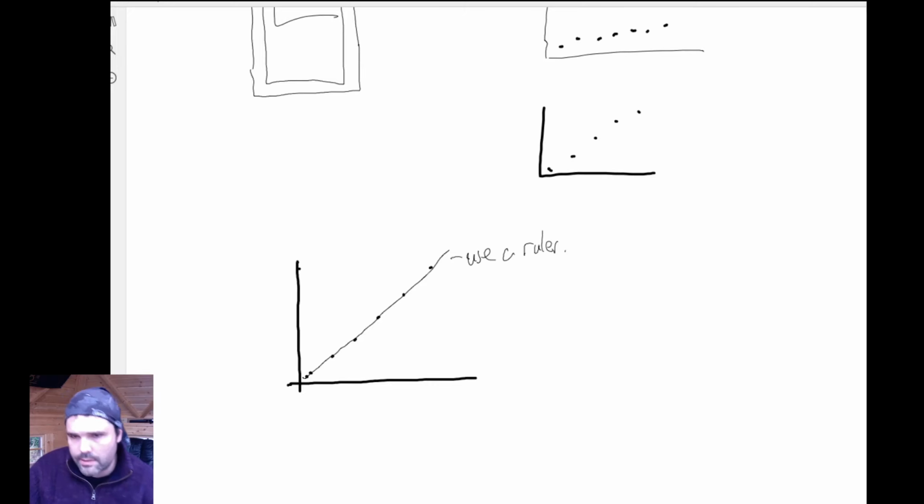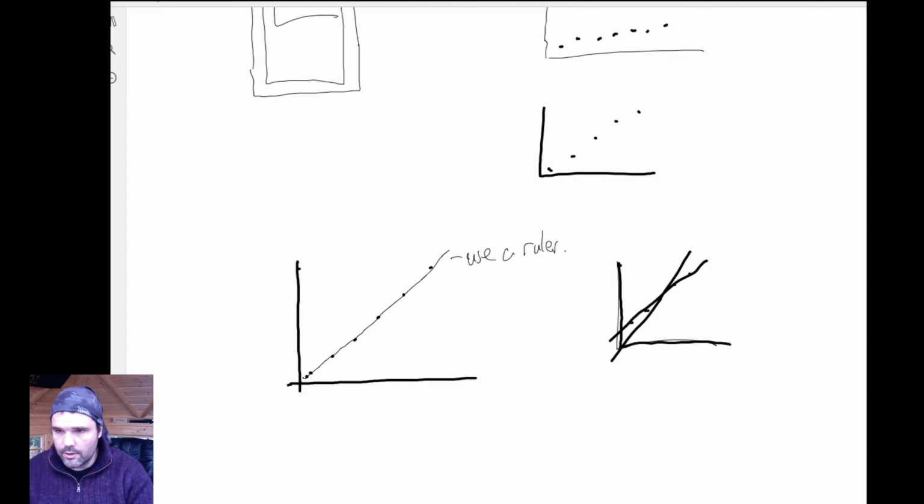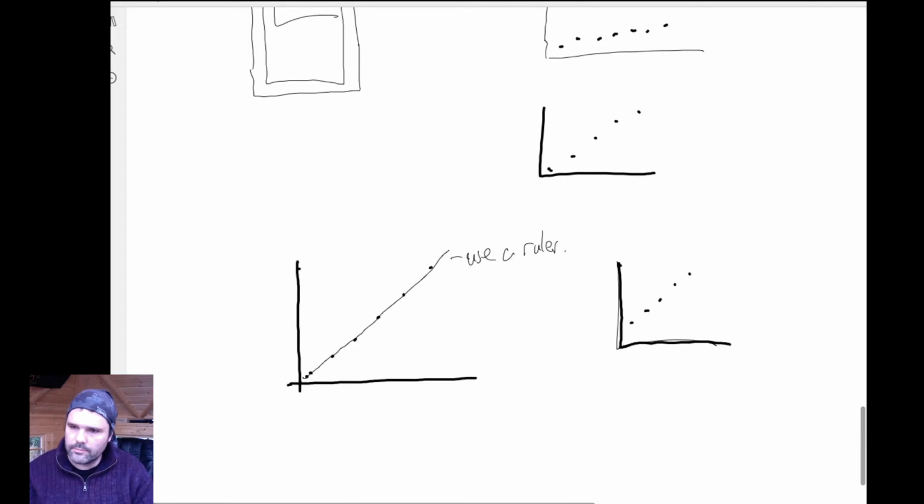Right, rules for this. It goes through the points. Okay? It goes through the points, and it does not have to touch every point. It goes through all the points as a group as best as you can. It does not go through the origin unless it happens to go through the origin. If your points are here, then your line goes about there. It does not go like that. Don't do that, because that's ignoring all of your data. What was the point of doing the experiment?